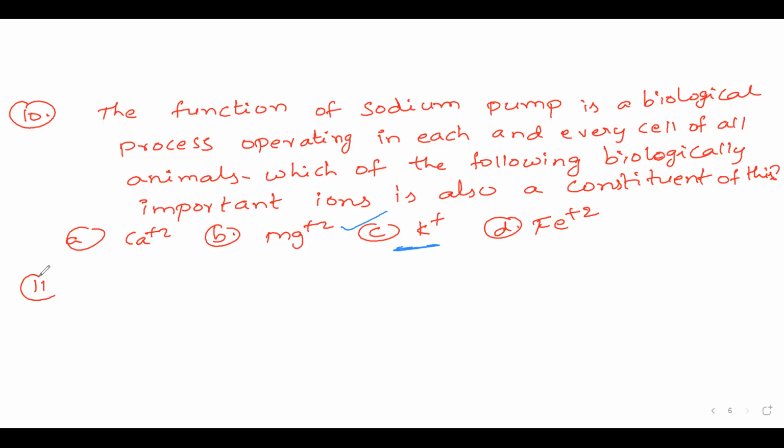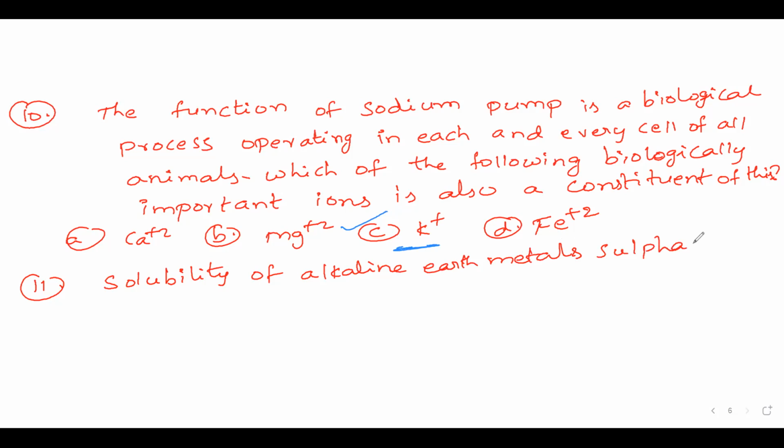Question number 11. This is a NEET 2015 question. Solubility of alkaline earth metal sulfates in water decreases in the sequence. So they are asking the decreasing order of solubility.